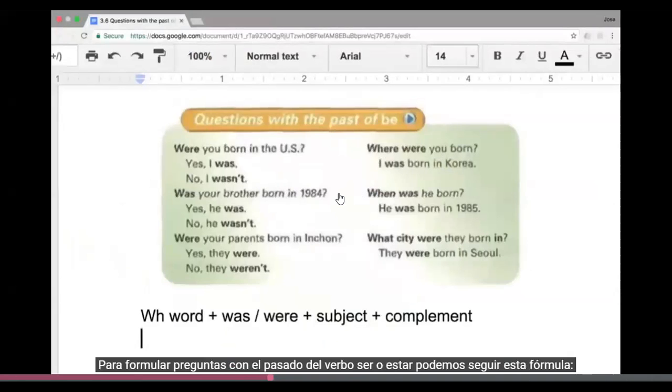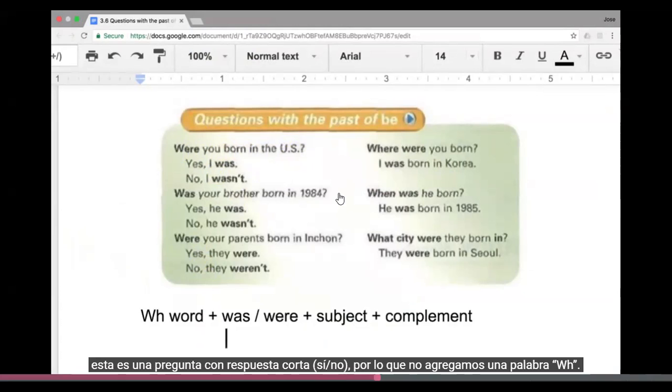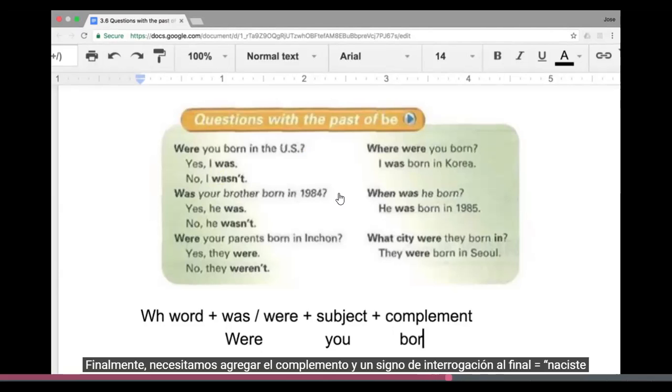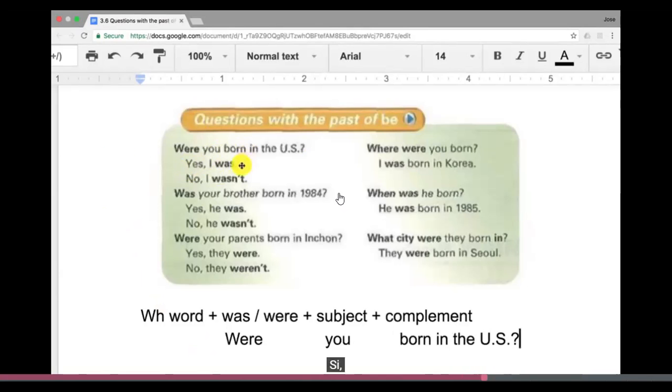2001. To form questions with the past of the, we can follow this formula. WH word plus was or where plus subject plus complement. Let me point out that whenever we make yes or no questions, there won't be a WH word. Let's analyze a couple of examples. Were you born in the US? In this case, this is a yes or no question, so we don't add a WH word. The first thing we do is add the verb to be in the past, where. Next, we need to include the subject, you. Finally, we need to add the complement and a question mark at the end. Born in the US. To answer this type of question, we can answer positively by saying, yes, I was. Or negatively by saying, no, I wasn't.